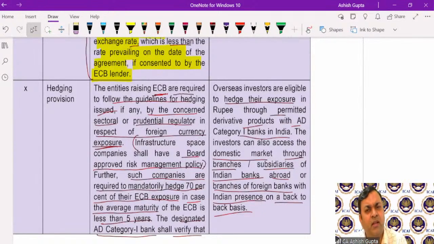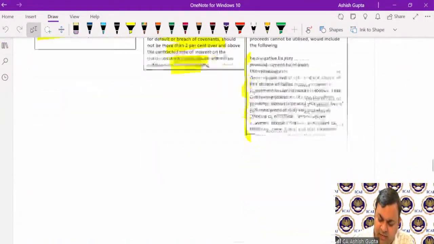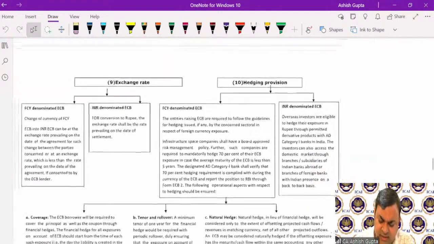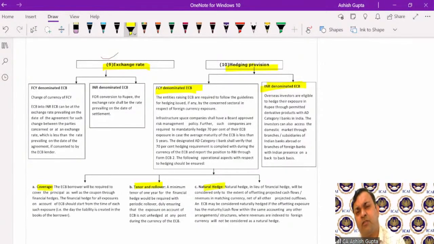Hedging provision, right? What points have we considered till date? So this is for the end use list, and 9th is exchange rate, and 10th is hedging provision. FCY denominated ECB and INR denominated ECB. In case of FCY denominated ECB, there are 3 points which we need to consider. Coverage, tenure. Tenure will be minimum 1 year, which can be rolled over, so that there will not be anything which is unhedged at any point of time. That is an important point.